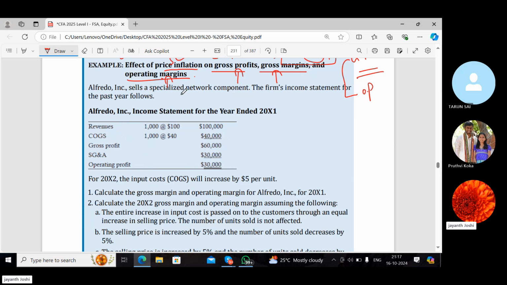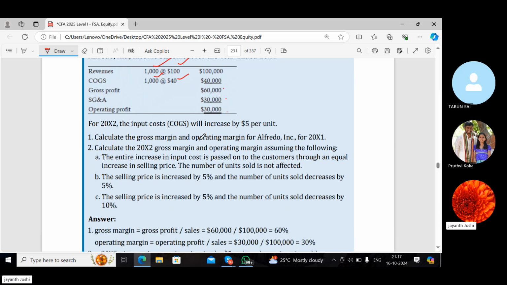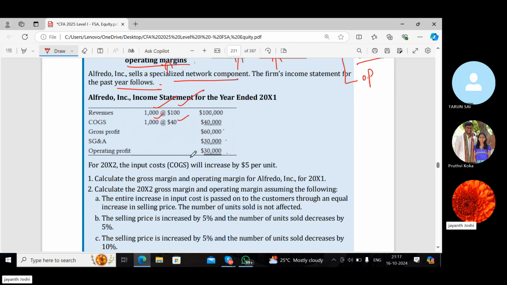Alfredo Inc. sells a specialized network component. The firm's income statement for the past year is as follows. Revenues were 1,000 units at $100, and the cost of selling that was 1,000 units at $40. Then gross profit, selling, general and administrative expenses, and operating profit. Now what has happened is, in 2002, the input cost will increase by $5 per unit. So we are going to increase this by the dollar amount. So 40 plus 5, it is going to be 45.